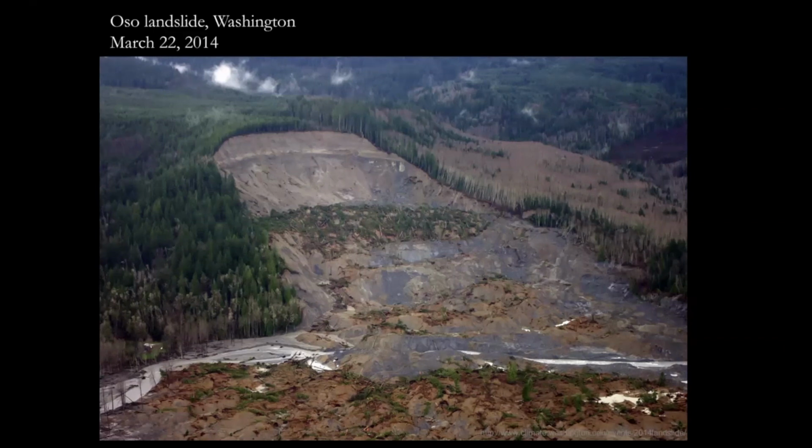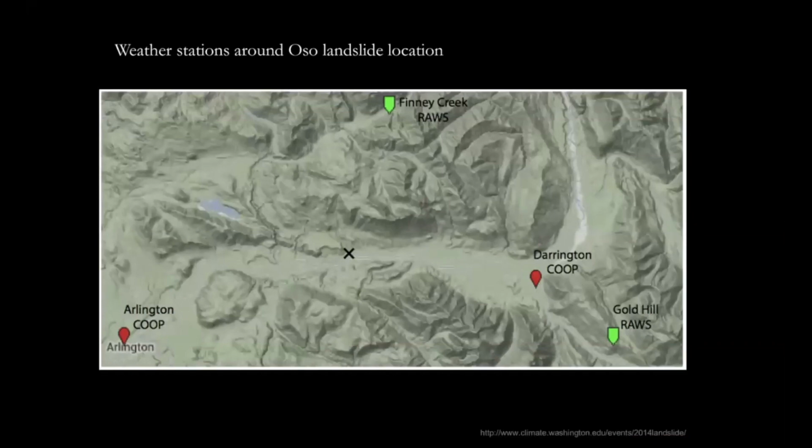Right before this landslide happened, there was a huge amount of rainfall during a period from February to March 22nd. And this precipitation was recorded by a number of weather stations around this landslide location. On this picture, the cross at the center here is the location of the landslide. And there are a number of weather stations that provided precipitation data.